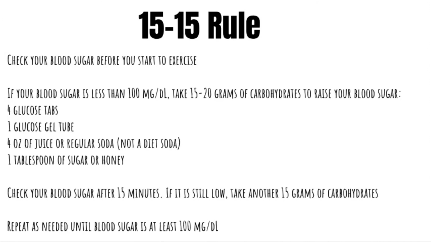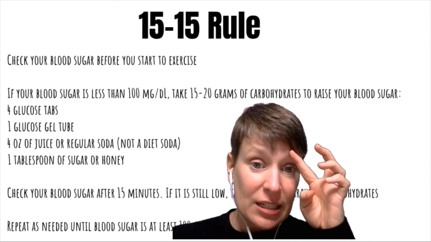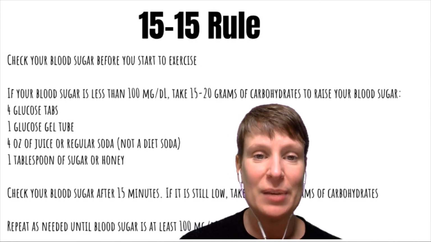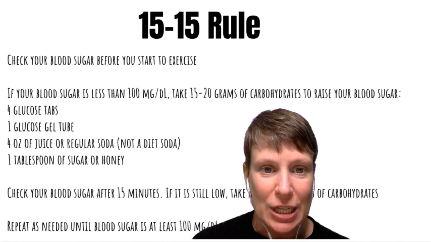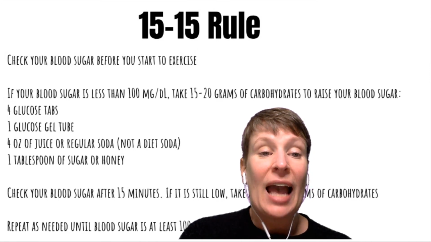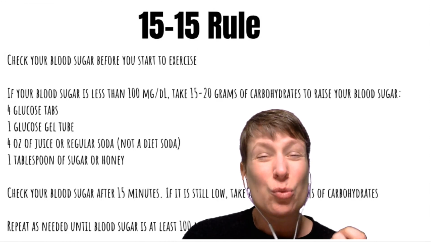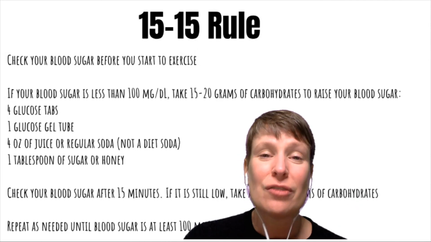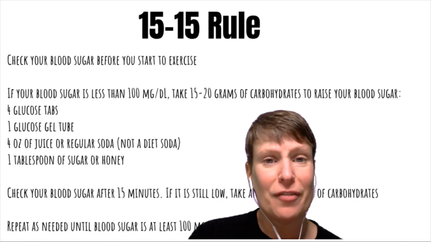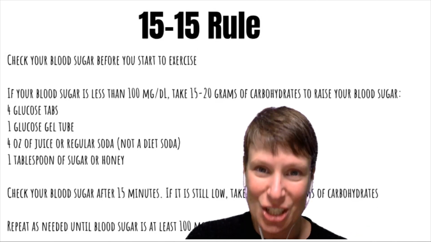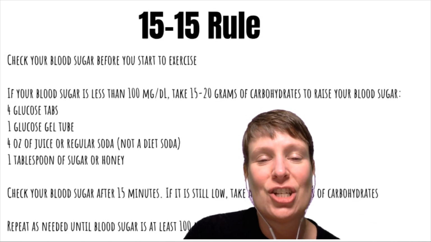This is a really important rule, and I want to point out a few things that are important here. First, take 15 to 20 grams of carbohydrate. Your instinct may be to take more, but take 15 grams, and that's why having 4 glucose tabs or a glucose gel tube at the ready is really helpful, because that way it's pre-portioned for you and you know you're just getting 15 grams. You're going to probably want to take more, but don't. Take just 15 grams, wait 15 minutes, and then check your blood sugar.